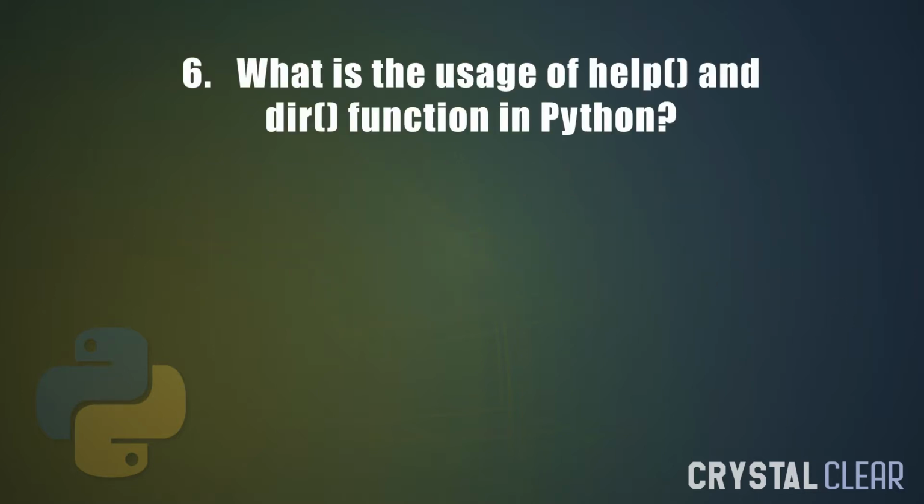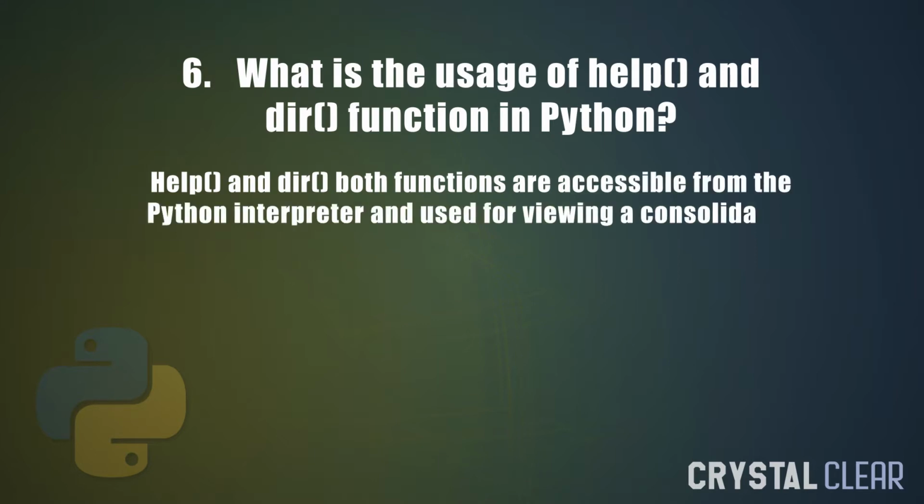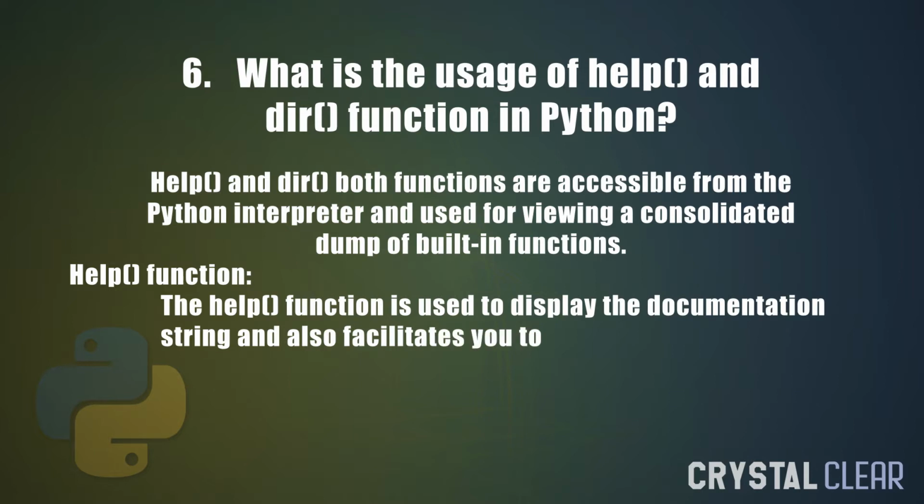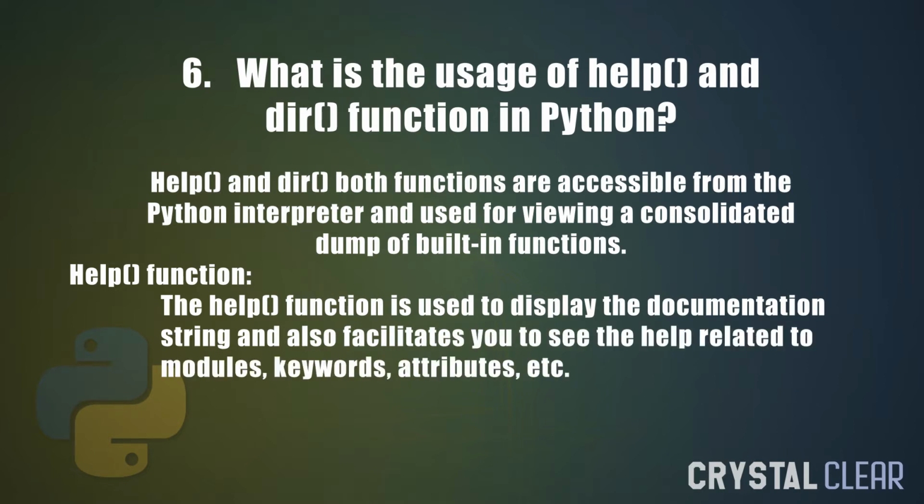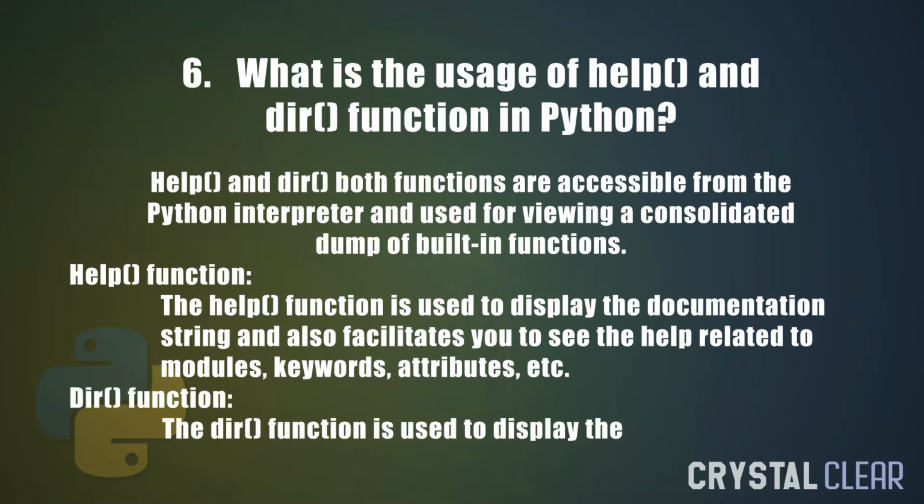Number 6. What is the usage of help and dir function in Python? Help and dir functions are both accessible from the Python interpreter and used for viewing a consolidated dump of built-in functions. The help function is used to display the documentation string and also facilitates you to see the help related to modules, keywords, attributes, etc. The dir function is used to display the defined symbols.